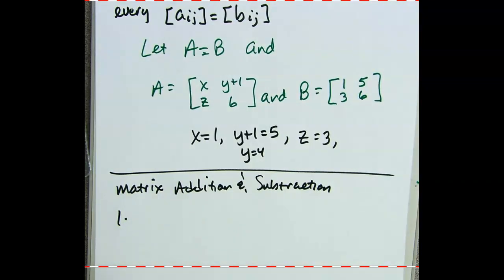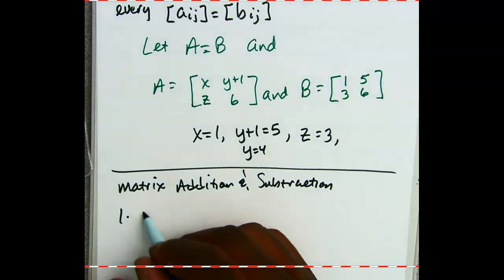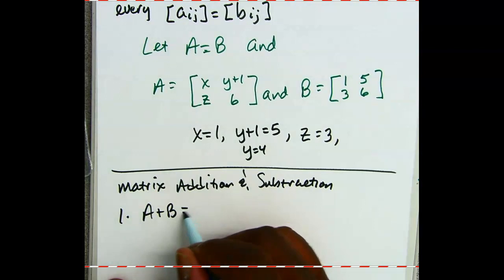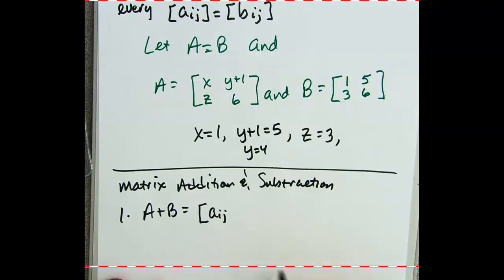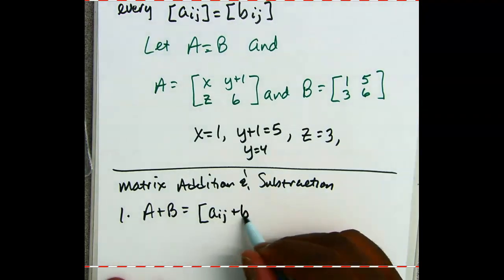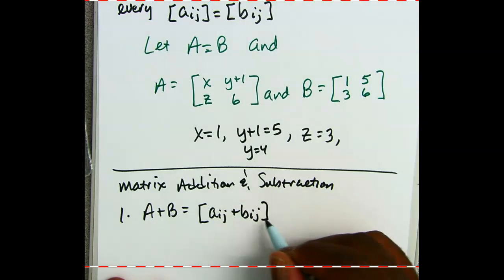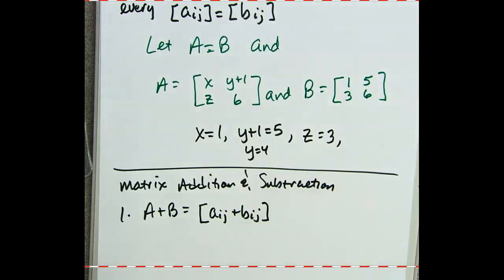Okay, if we have two matrices, A and B, then A plus B is equal to the element Aij plus Bij for every element in both matrices. You add the corresponding parts.